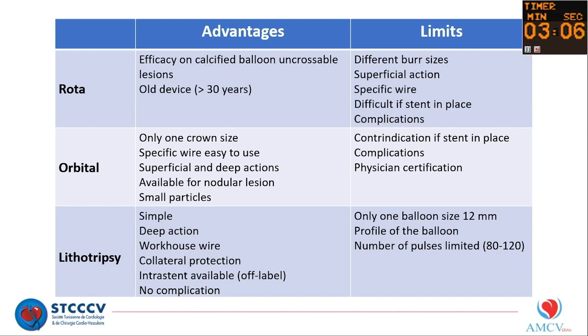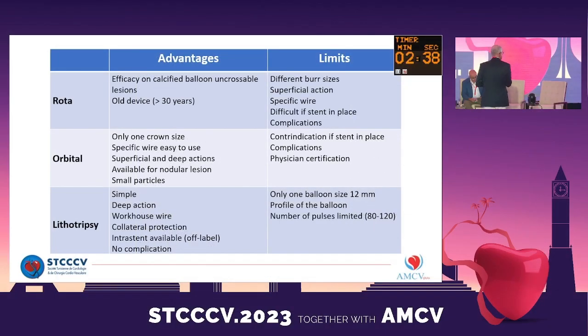With orbital, only one crown, one size of crown, 1.25, and you can treat all the vessel from 2.5 millimeter to 4 millimeter. You have a superficial action and also a deep action, and it's really available for the nodular lesion that I'm going to show you an example after. Of course, there is a contraindication if there is a stent in place, and it's necessary to have a physician certification.